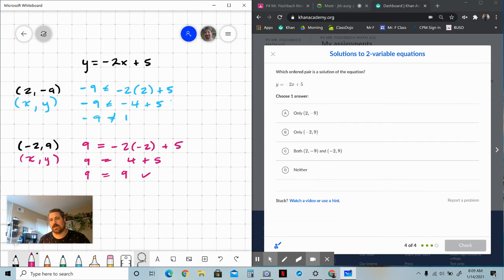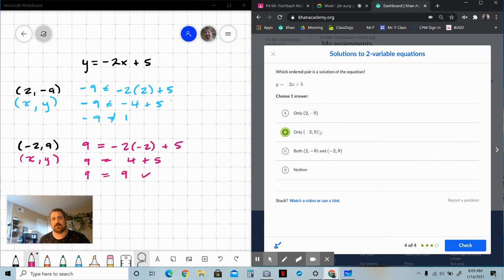So you wouldn't choose A, that's 2, negative 9, that's the one that doesn't work. You would choose B, and only B, because it's the only one of the two that works.